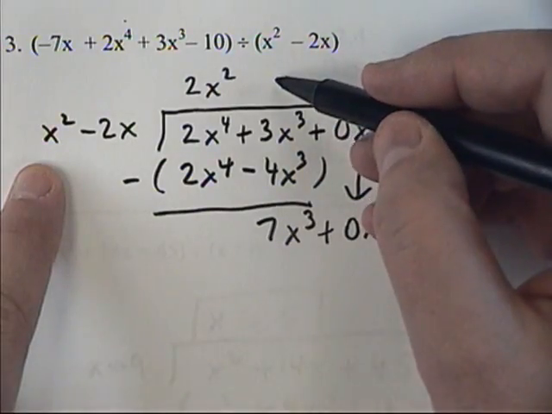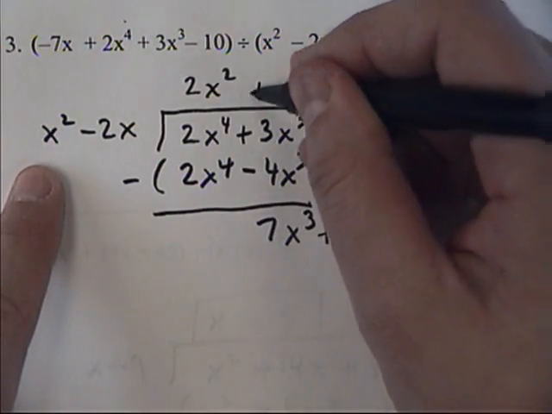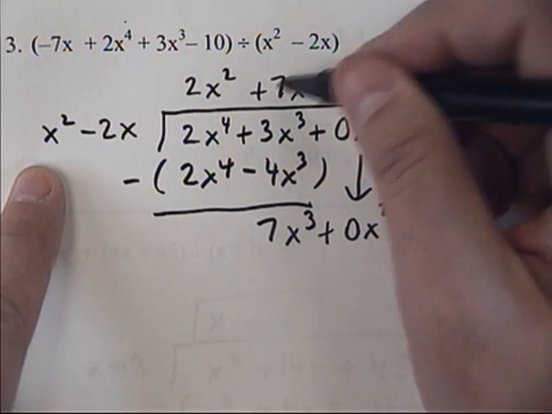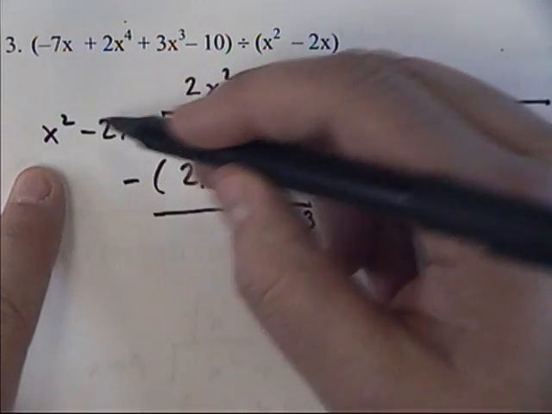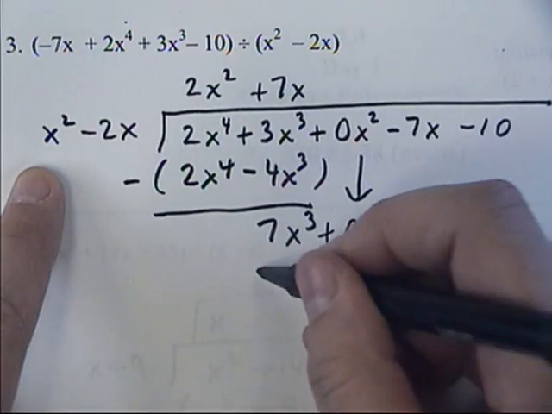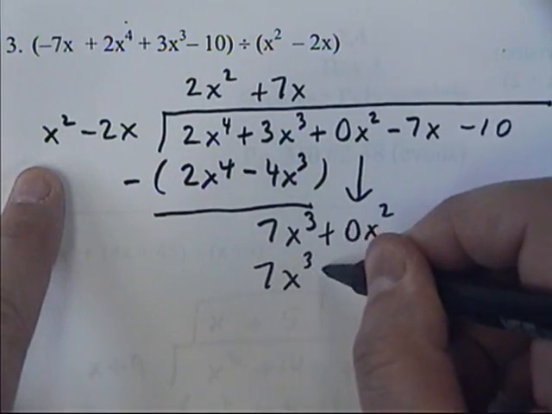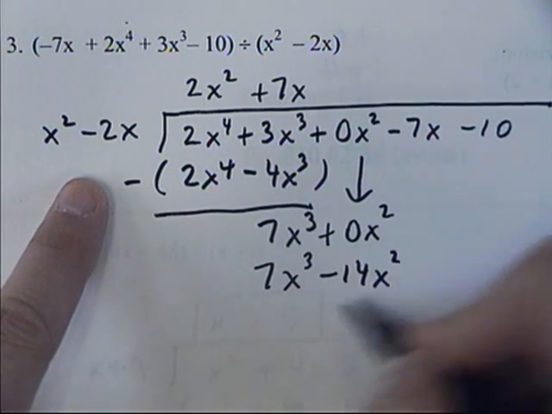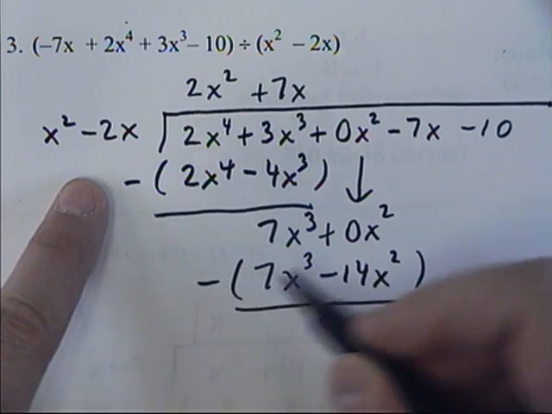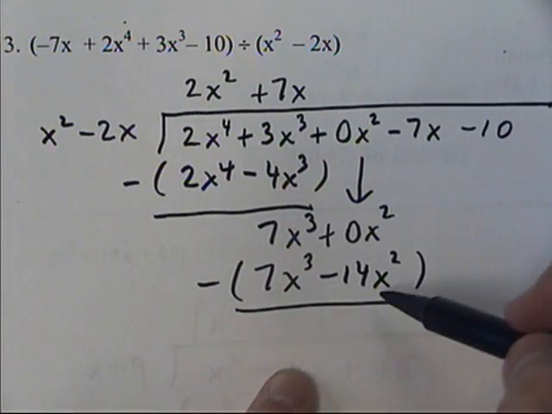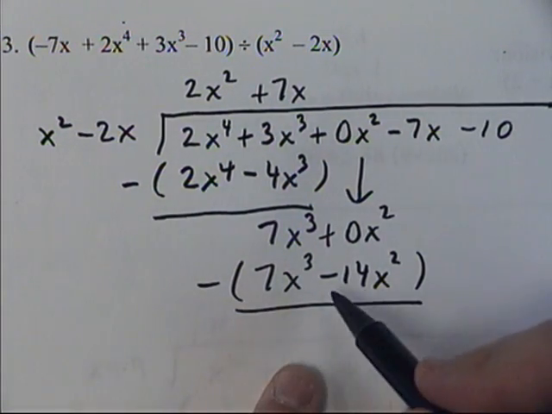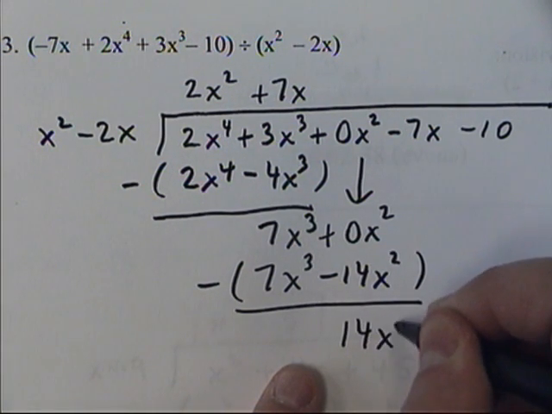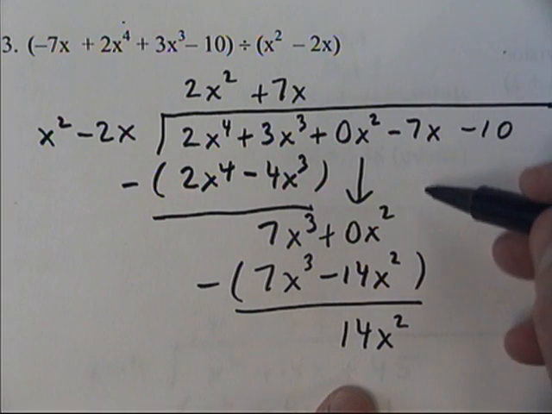x squared times what gives us 7x to the 3rd? Well, that's 7x. So we take our answer, 7x, and we multiply it through here. So 7x times x squared is 7x to the 3rd. 7x times negative 2x is negative 14x squared. And remember, when we subtract, the first column cancels, but the second column, we're subtracting a negative 14 from 0, which is like adding 14. So we get 14x squared.